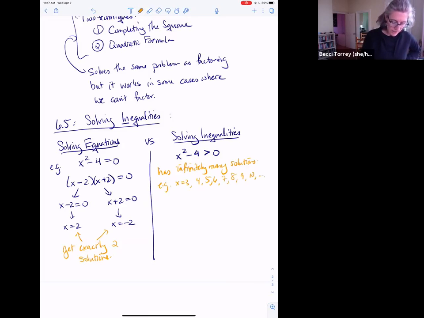I also have things like minus 3, right? Because I square it, 9 minus 4 is still 5, it's still positive. Minus 4, minus 5, minus 6. I can go on forever and ever. They don't have to be integers, right?